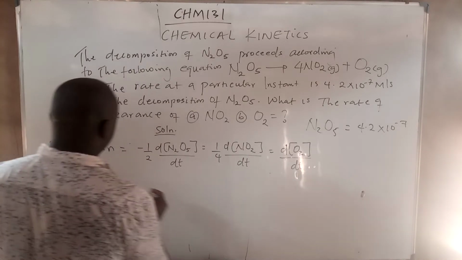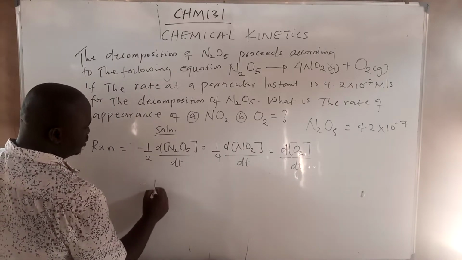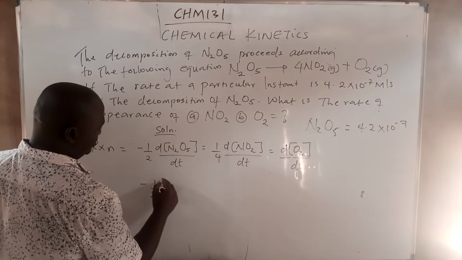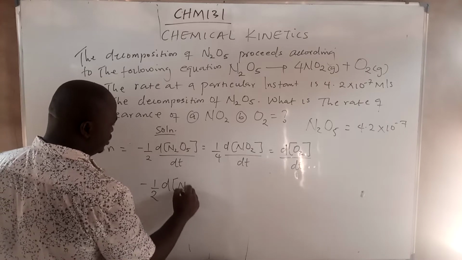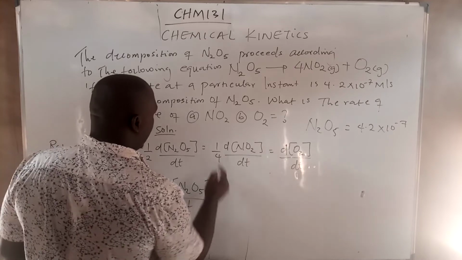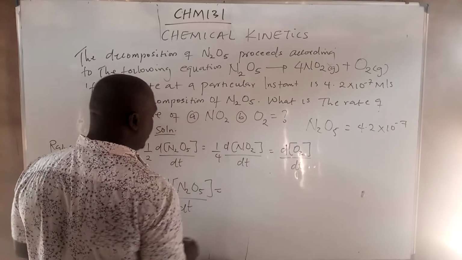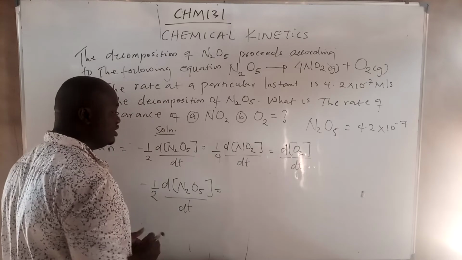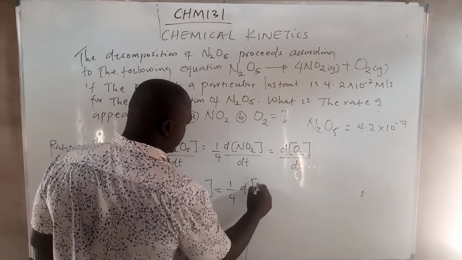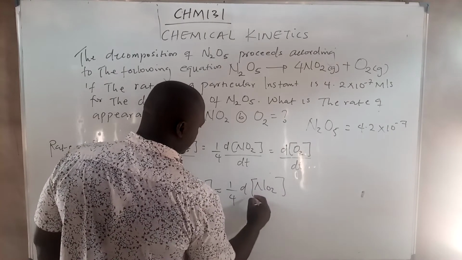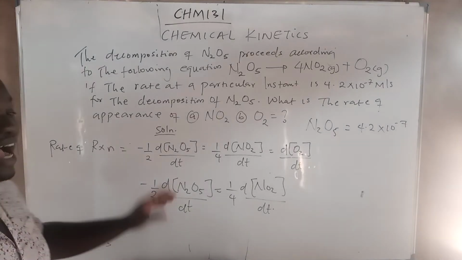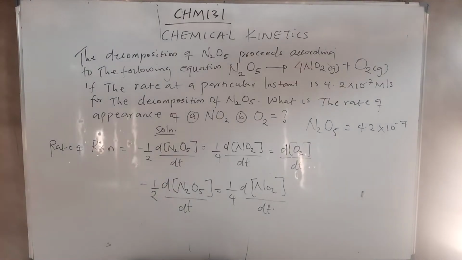Let me solve it. So this is minus 1 all over 2, of course, dN2O5 all over dt. Now I want to get out of the O2. I will equate to this. Remember, the rate of disappearance is equal to the rate of appearance. So this is 1 all over 4 dNO2 all over dt.